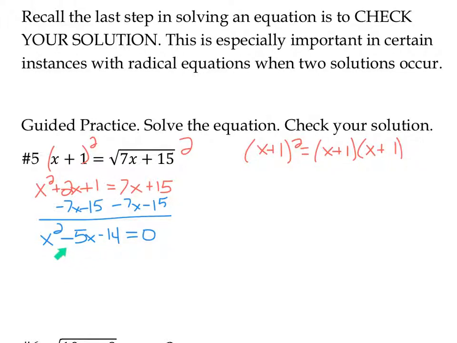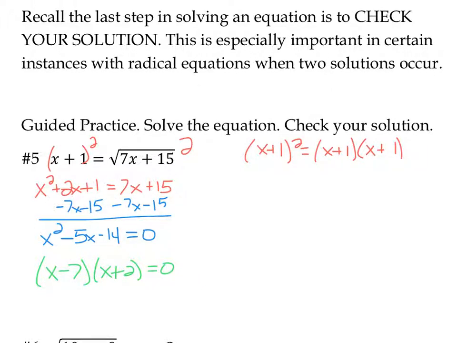Now this is where we need to come up with numbers that multiply to give us negative 14 and add up to negative 5. To use our factoring, we're going to have x minus 7 and x plus 2 equals 0. Negative 7 times 2 is negative 14. Negative 7 plus 2 is negative 5.